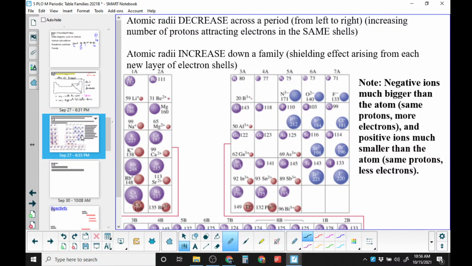If you take away the electrons, then of course you're removing an entire shell, so that is much, much smaller. And as you go across, it gets smaller still, because again, you're adding protons.